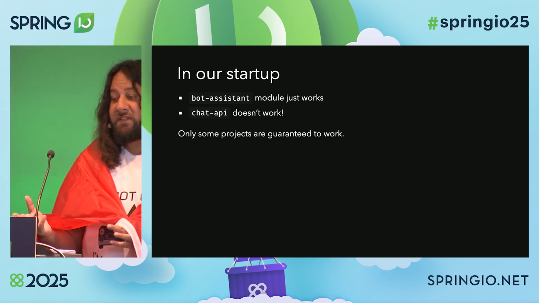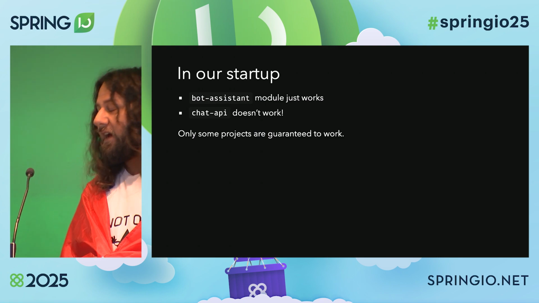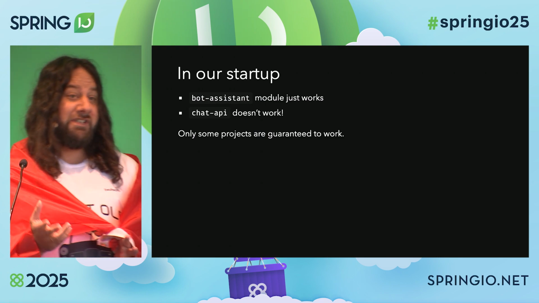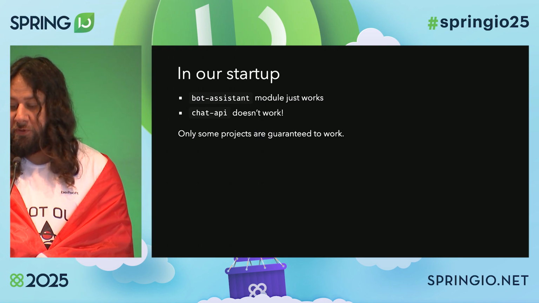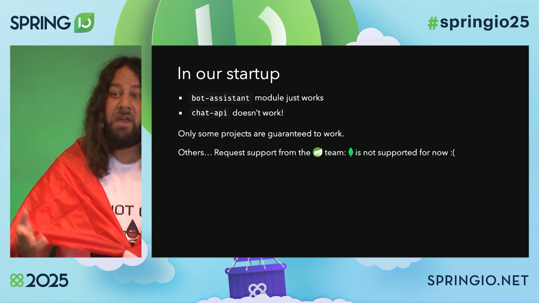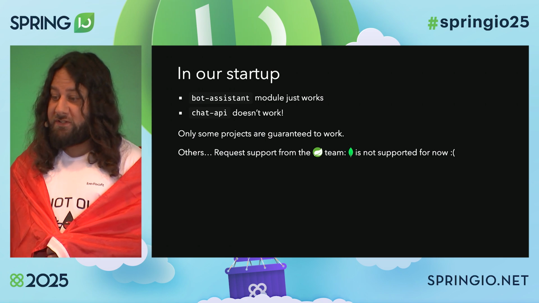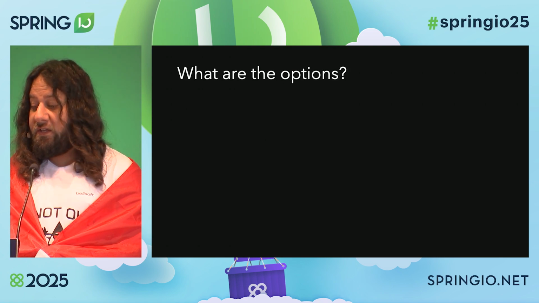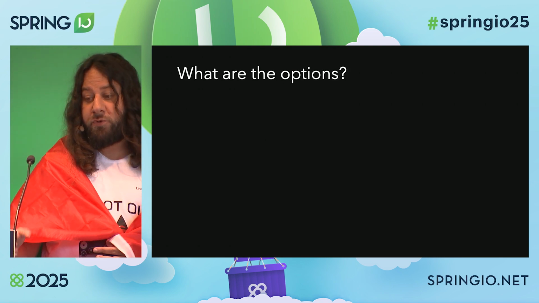That's because only some projects are guaranteed to work. The Spring team supports something, but for example, they do not support MongoDB. As you remember, we have MongoDB in our chat API. What are the options we have?